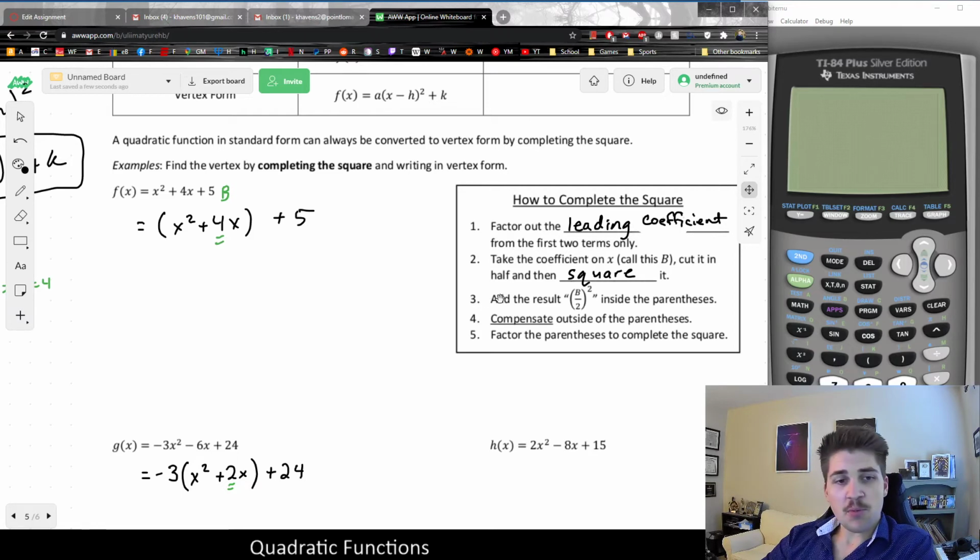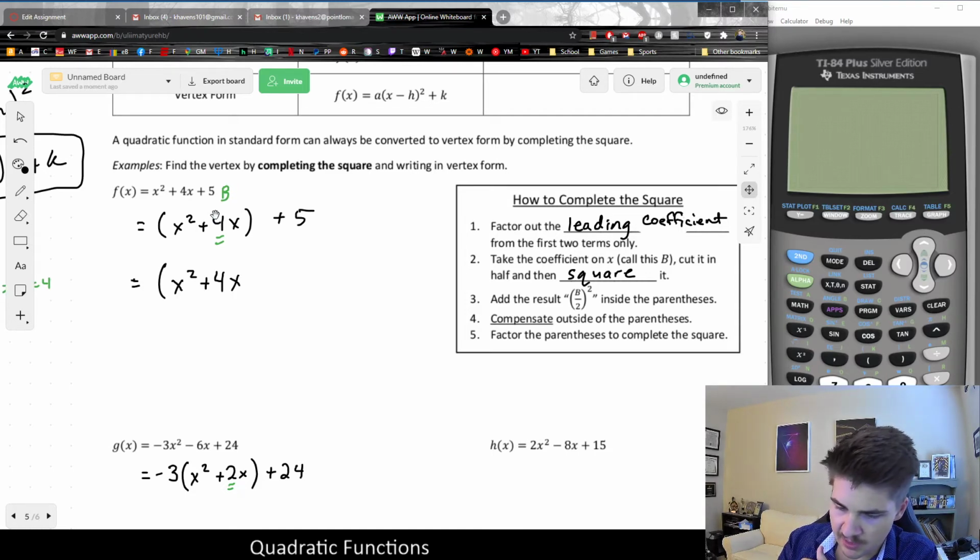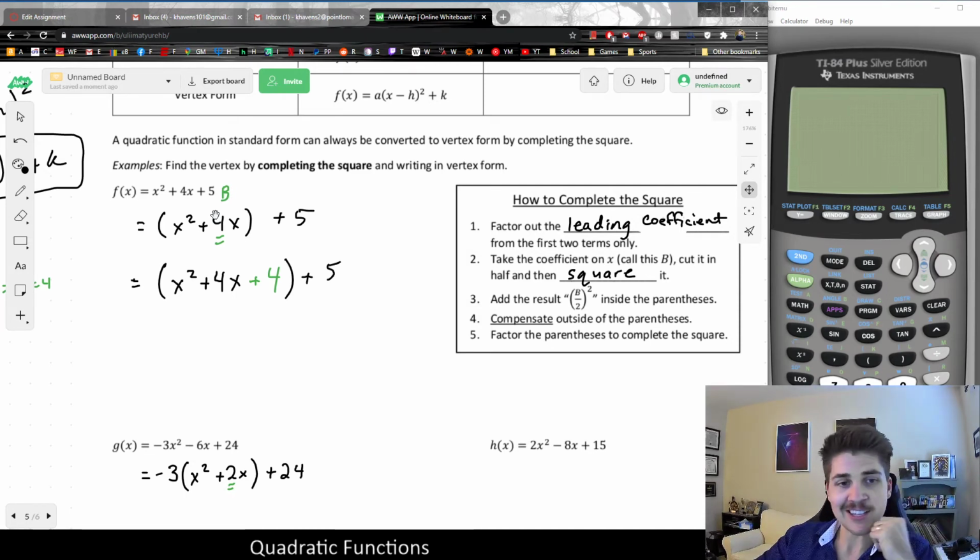And what it says for step 3 is to add the result, b over 2 quantity squared, inside the parentheses. So basically, like I said, what I want to do is sort of insert this number or slot it into my quadratic function. So I'm going to create a new line. Let me use black once again. X squared plus 4x. And I'm going to go ahead and just do that in green, just for note-taking purposes and just for the sake of my explanation.